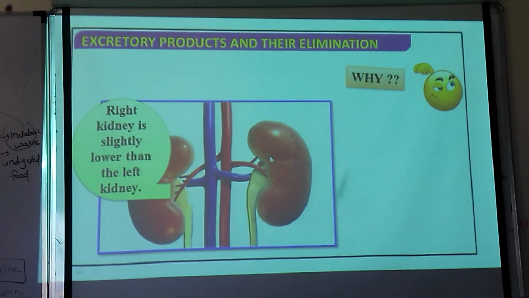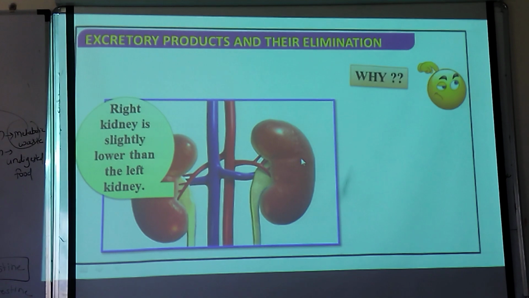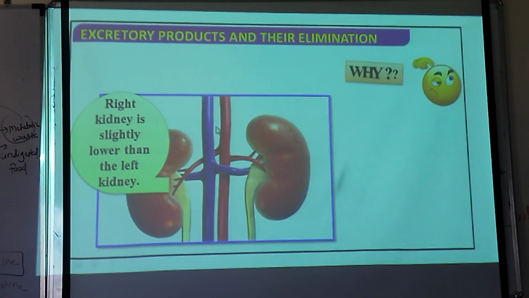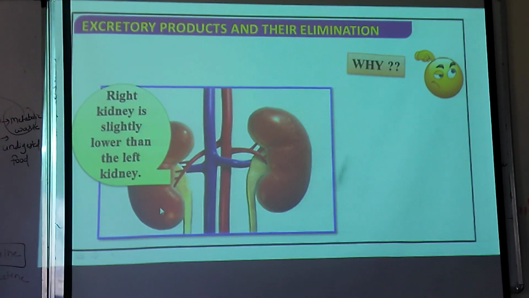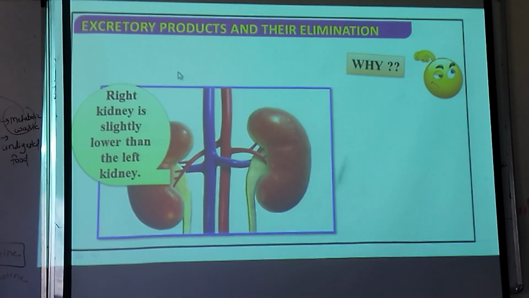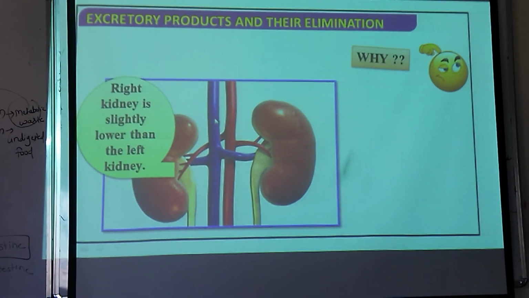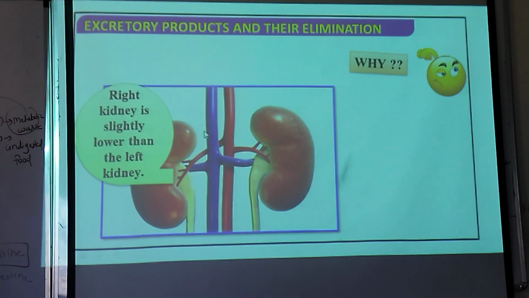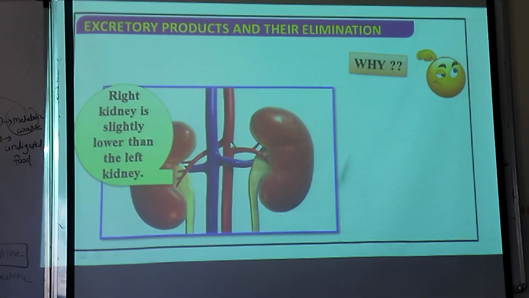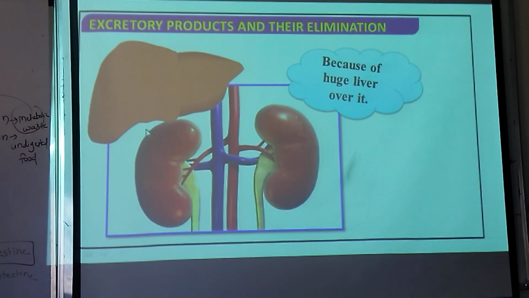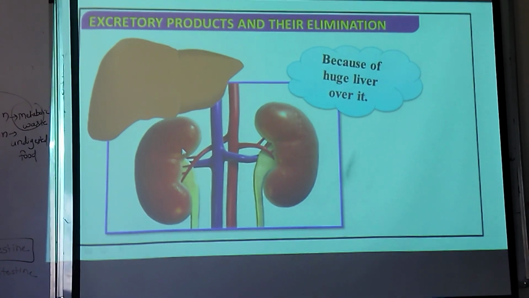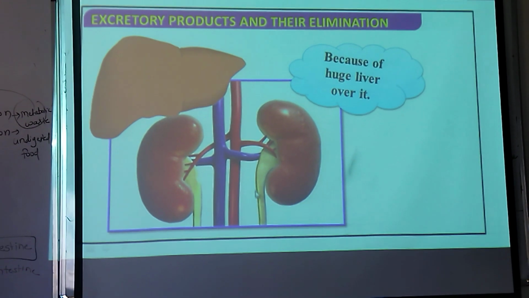Right kidney, can you see over here? The right kidney is slightly lower than the left kidney. Yes, there is a change in position. So again, this is a very important point. Why is the right kidney lower? Yes, the liver is present at the upper side of the right kidney. Okay, so because of the presence of the liver, the right kidney is pushed downward. So always remember that this is due to the presence of the huge liver on the top of your right kidney. So your right kidney is slightly lower in position.